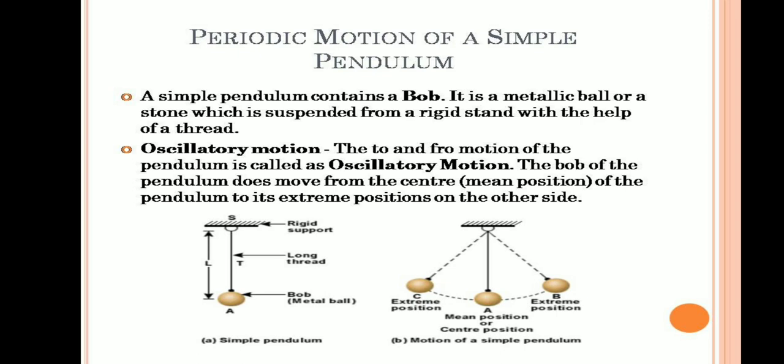When the bob of the pendulum is released, after taking it slightly to one side, it begins to move to and fro. The to and fro motion of the pendulum is called oscillatory motion. The bob of the pendulum moves from the center. The center position is also called the mean position. The bob moves from the center position to its extreme position on both sides.